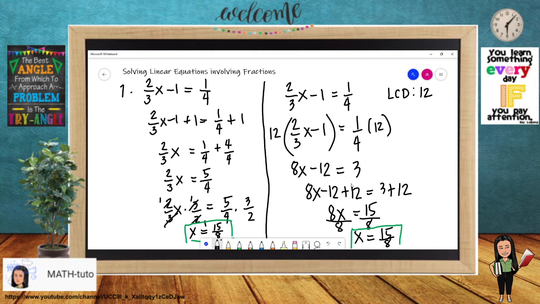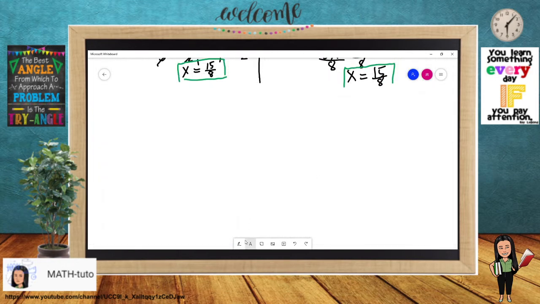Okay? So, itong method na to is method that we can use para wala na tayong fraction na gagamitin if we are solving. Puro whole numbers na siya. Okay? Same din naman yung final answer. Sige, let us have another example. Yan yung method na pwede natin gamitin. We will multiply by the LCD of all the fractions in our equation.